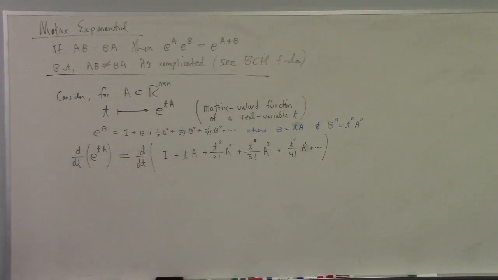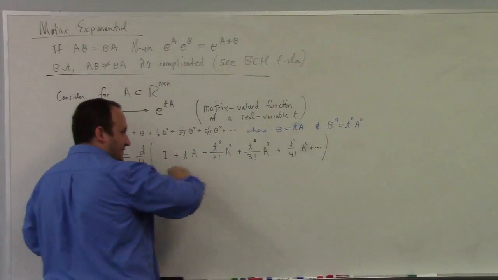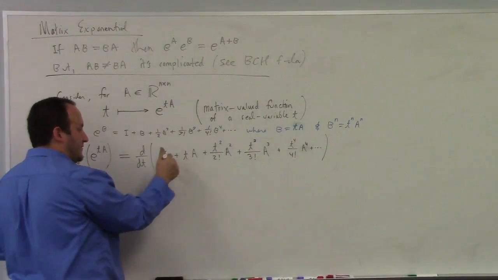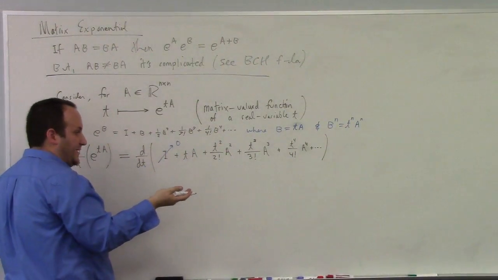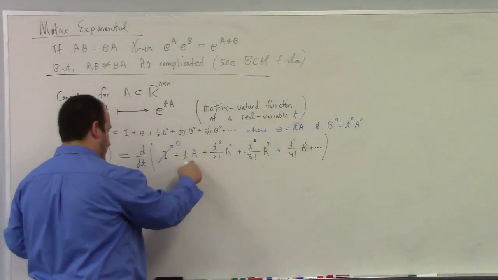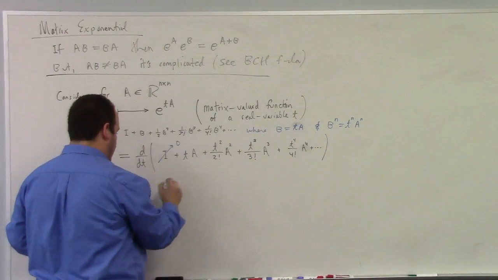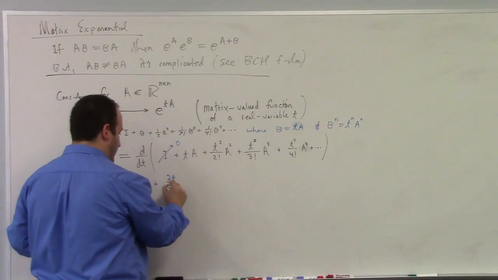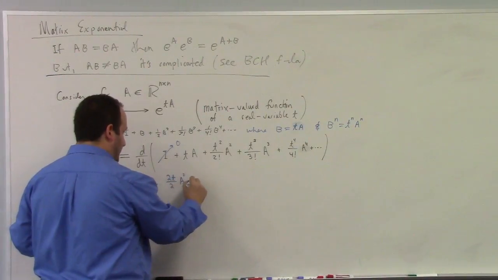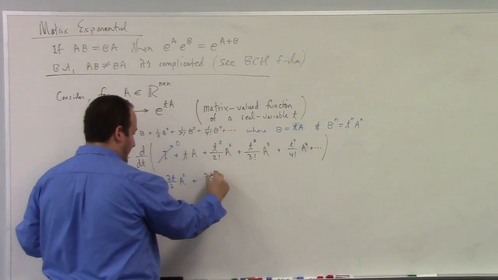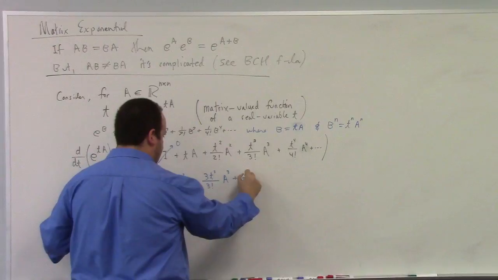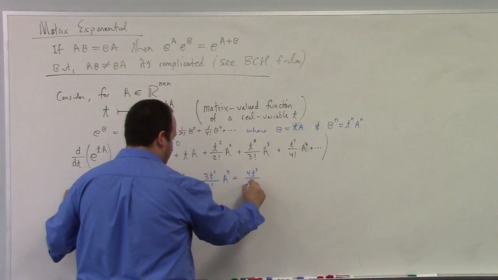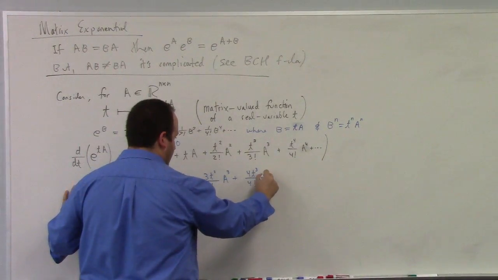Okay. You guys with me so far? And then basically term by term calculus still makes sense. So when you differentiate this series, you just differentiate term by term. The derivative of the identity matrix is 0 because it's just a matrix of ones and zeros. There's no time dependence. This gives me A. Then I get plus 2t over 2 a squared, plus 3t squared over 3 factorial a cubed, plus 4t cubed over 4 factorial a to the 4th and so forth.